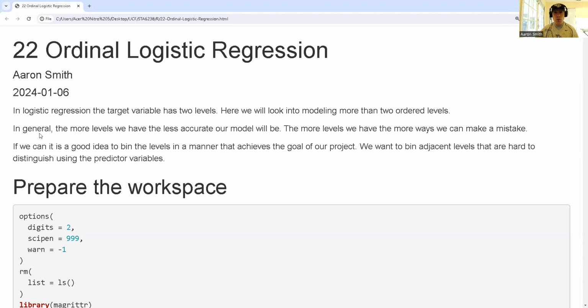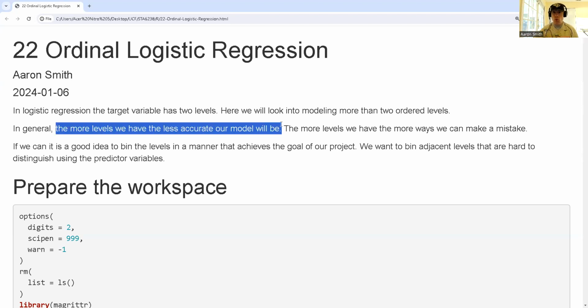Now, in general, the more levels that we have, the less accurate our model is going to be. This is from my experience. This isn't from a textbook, or from a professor of mine, or from an academic journal that I've read. This is from me modeling over and over and over. I've seen that if I have more levels to model and predict, there are more opportunities for a mistake, and the more opportunities for a mistake, the more likely I am to make a mistake, roughly speaking.